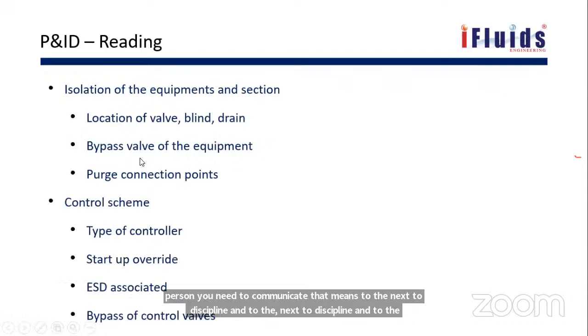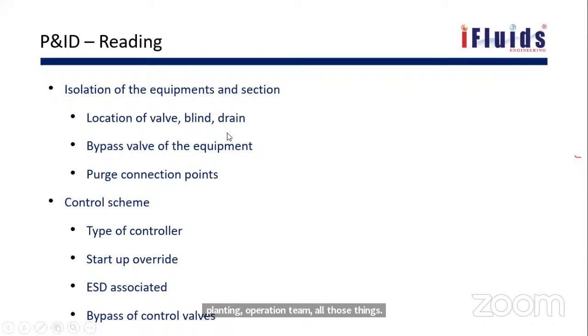Then isolation of the equipment, we saw the location of the valve, blind, drain, bypass of the equipment. If any, for example, if you have a pump, or say an exchanger. Exchanger means there are tubes. Over a period of time, tubes may be plugged or choked due to certain conditions, maybe due to corrosion or some other foreign particles plugging the tubes.